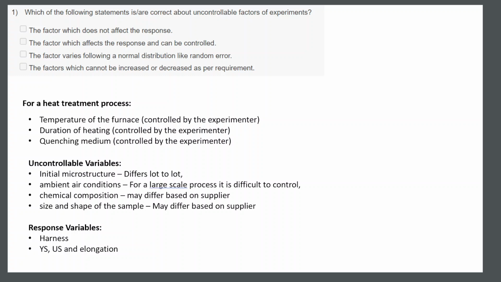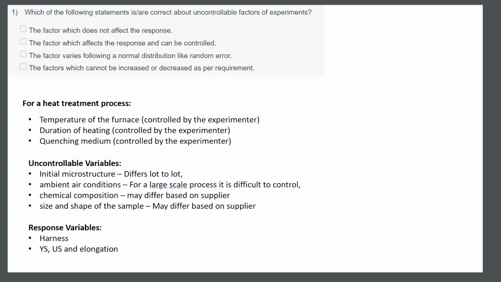For example, let's see the example of a heat treatment process. Temperature of the furnace can be controlled by us. Duration of heating can be controlled by us, and quenching medium can be controlled by us. But uncontrollable variables are like initial microstructure; we cannot control it because it differs from lot to lot. If the supplier has a whole different lot, or each lot has a variability in microstructure, then it is very difficult to control the initial microstructure. So that is an uncontrollable variable.